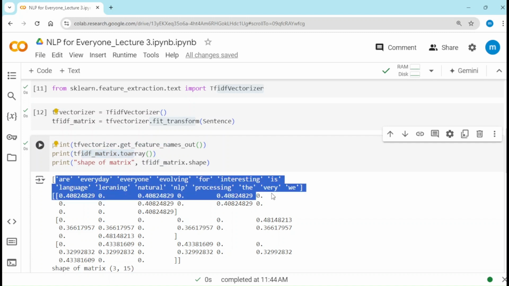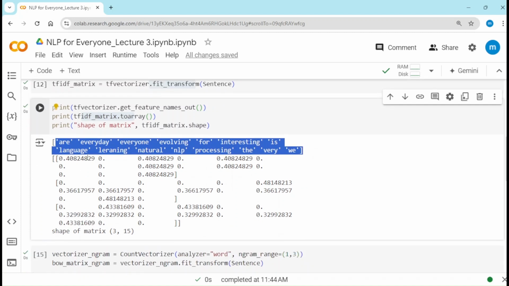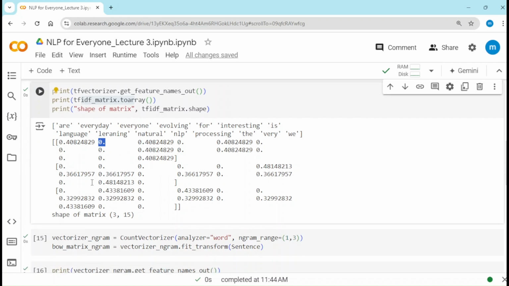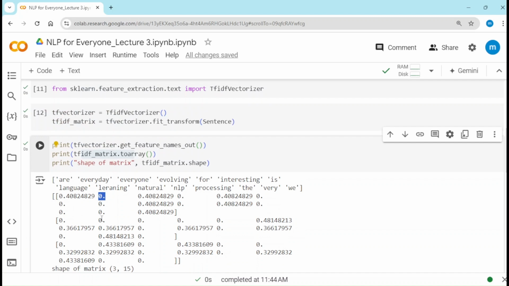So these are the words that are there, correct? And if you can see now, the ones are replaced with some 0.4, 0.4, with decimal numbers. Wherever those words are not appearing, that is again 0. So it is again a sparse matrix, but it is not just ones. Using that formula, it is calculated into this 0.4 or 0.1, whatever. So this way you can use the TF-IDF.